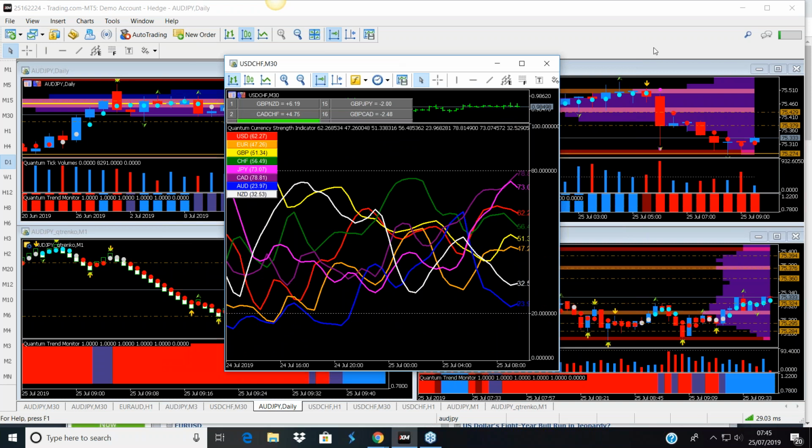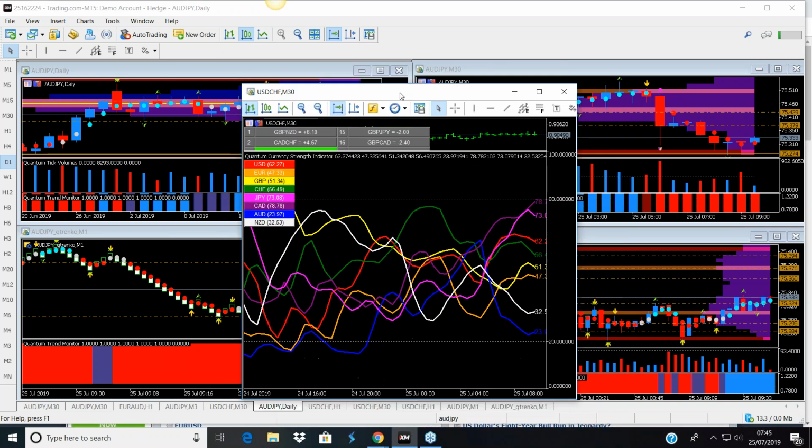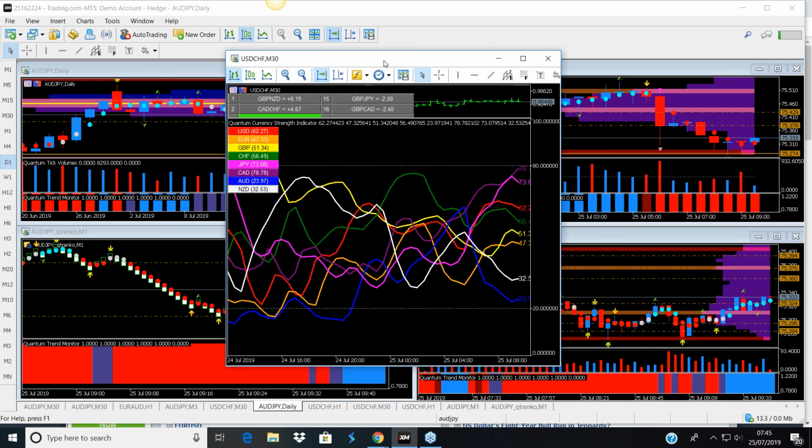Actually got the Aussie yen up on my profile because there's been some nice moves in the Aussie. In fact, the Aussie has been selling off quite sharply against a lot of its peers, and that's primarily on what I think Governor Lowe has been speaking about earlier today.